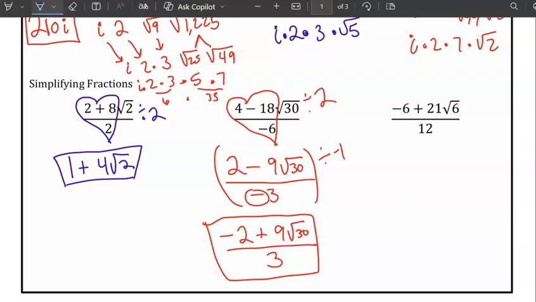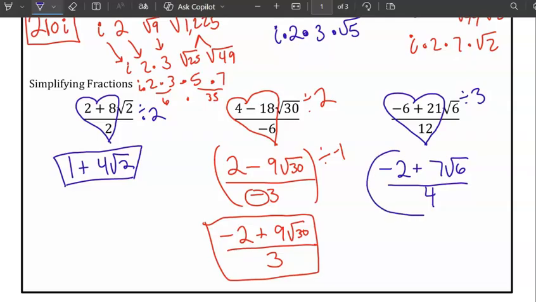And then we have negative 6 plus 21 square root 6 all over 12. For these, we could divide out a 3. We get negative 2 plus 7 square root 6 all over 4. One thing you also want to check before you divide out the numbers is that the square root is simplified already. 2, 30, and 6 are all reduced square roots.